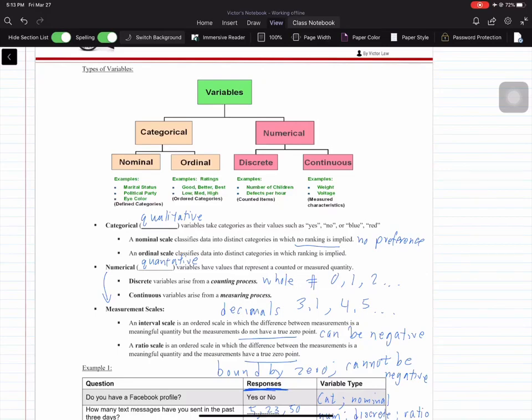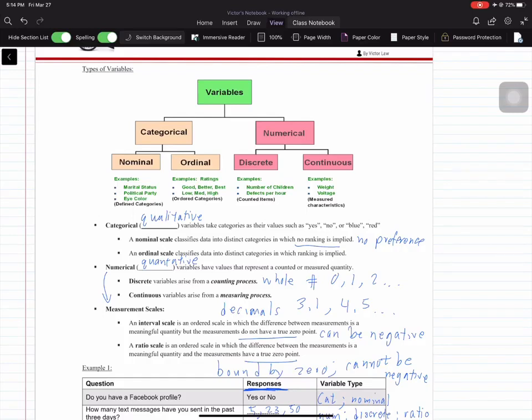Types of variables. There are two types of variables that we have. First one is categorical variables. Second one is numerical variables. So categorical are qualitative data, and then numerical are quantitative data. So for categorical, we have two types. We have nominal scales and ordinal scales.